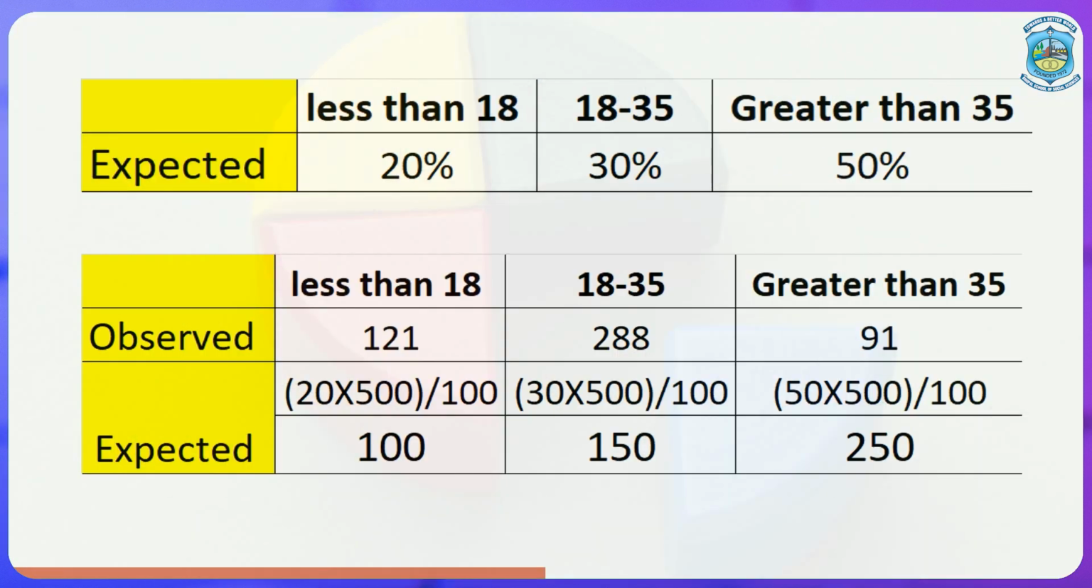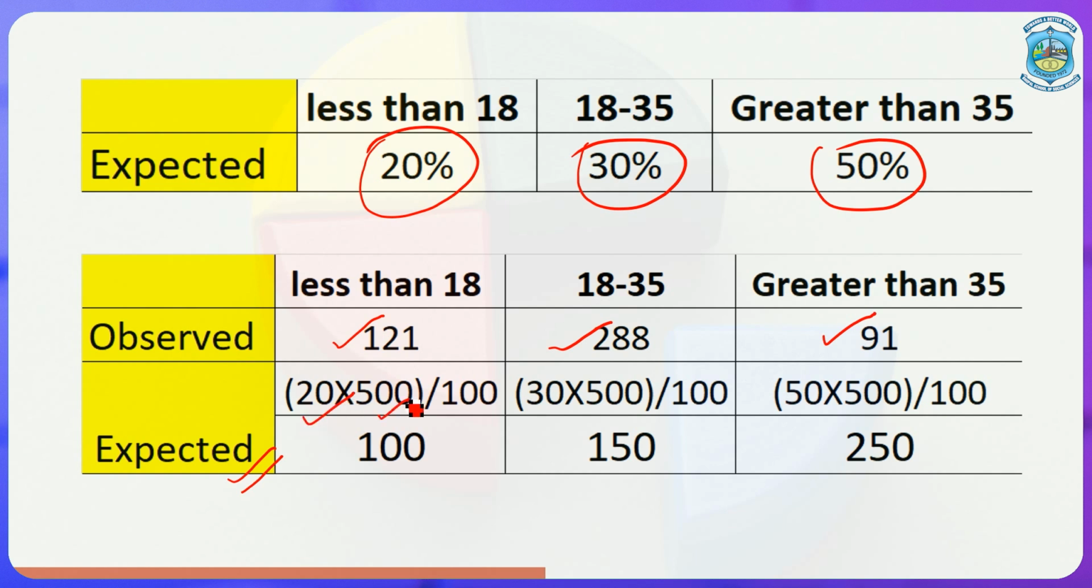So in the formula there were 2 things. First one, observed values, and second, the expected values. Observed values would be what you have observed with the help of data collection methods. So here the observed values are 121 for the less than 18 years category, 288 for the 18 to 35 years category, and the category greater than 35 has 91, right. So our expected value would be based on the previous proportions, right. Now how do we calculate that?